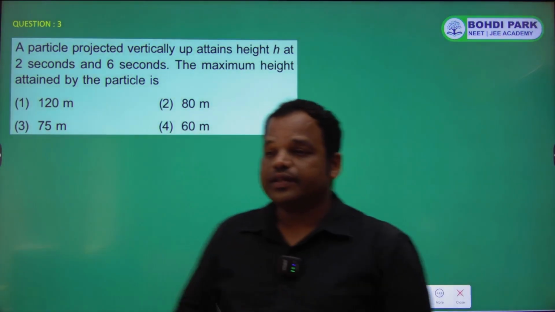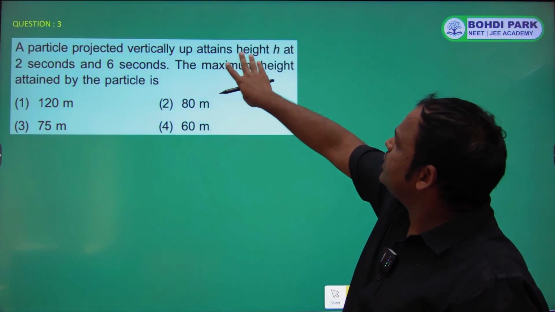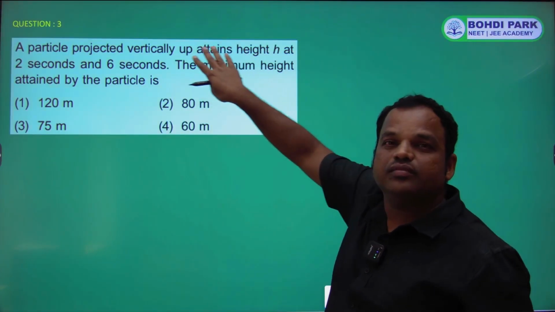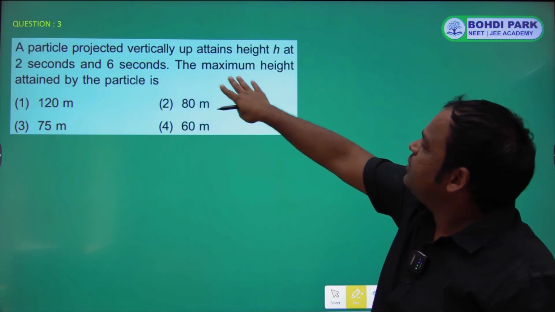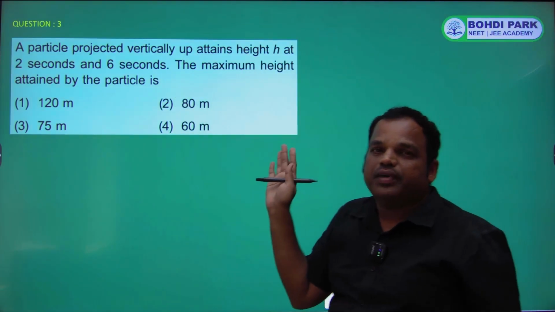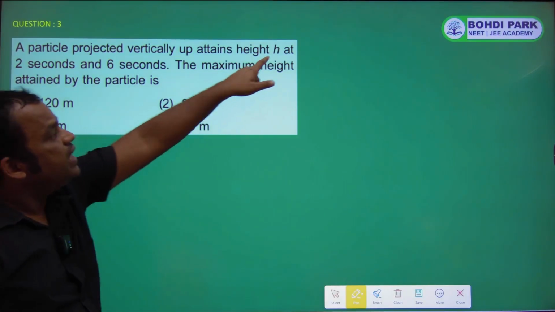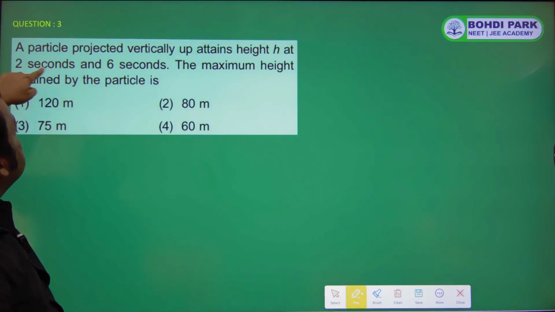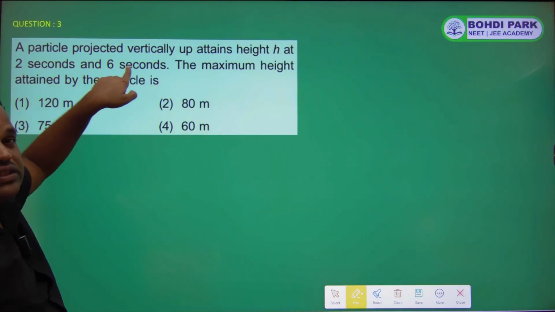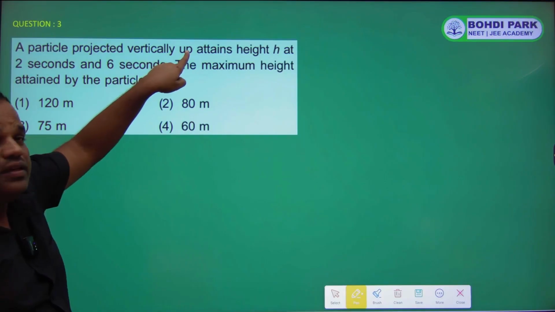Now look at this next question, third question. A particle projected vertically up attains height h at 2 seconds and 6 seconds. What is the maximum height attained by the particle? So basically the height h is for 2 time instants. First time instant is 2, other time instant is 6. So from the ground it is projected vertically upward.